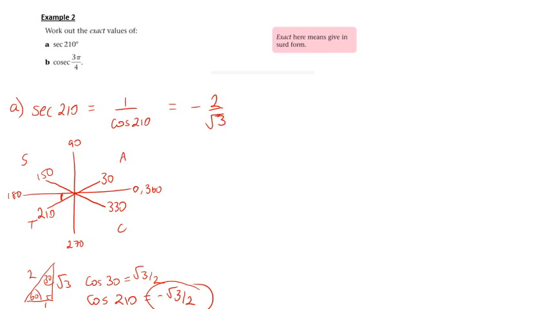So there's my answer. You could make it even better by rationalising the denominator. So if we times the top and the bottom by root 3 over root 3, we get minus 2 root 3 over 3. So just rationalise the denominator, and that's a better answer. I'm going to go on to the next slide to do part B.